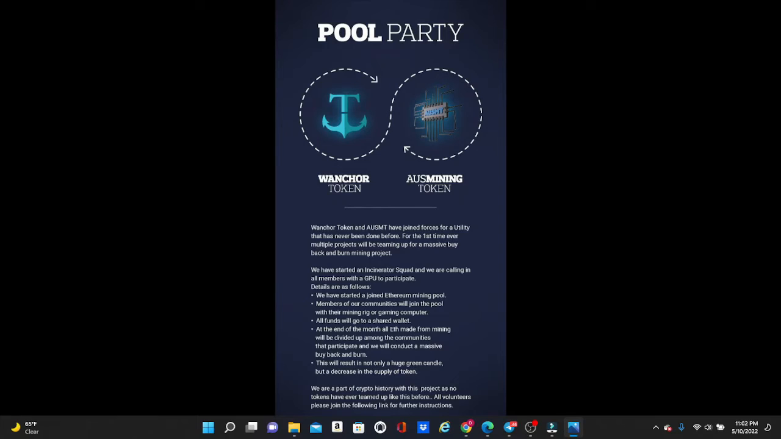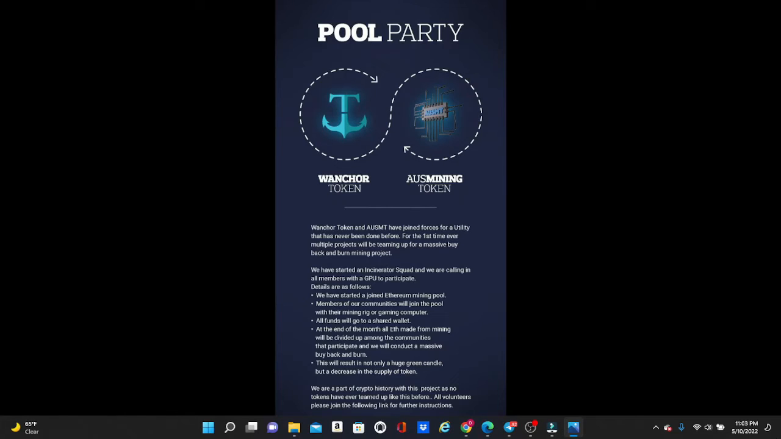And Wanchor token, they are a deflationary token that is a 5% low tax token. So with this, it is a token that is easily traded on the Binance Smart Chain without breaking the bank with a high tax. So these guys have formed this partnership, and they have brought in a couple other projects to do this as well.